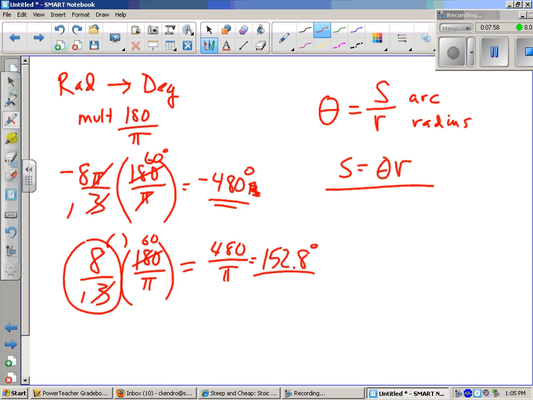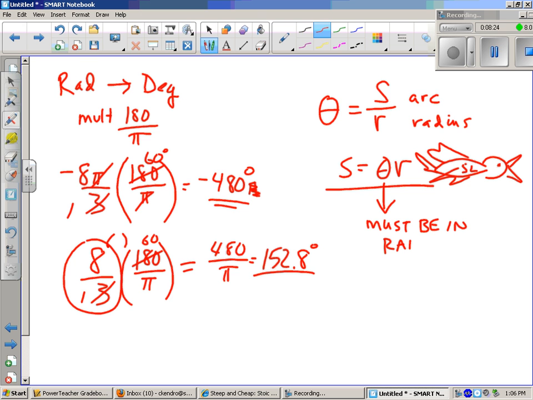So we're going to soar like an eagle. Beautiful. So the SOAR formula helps find the arc length. The only big thing you got to remember is it must be in radians if theta is in a formula.